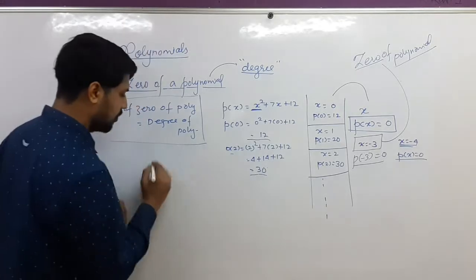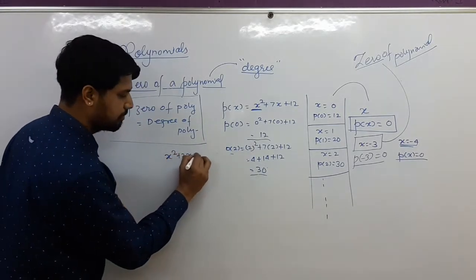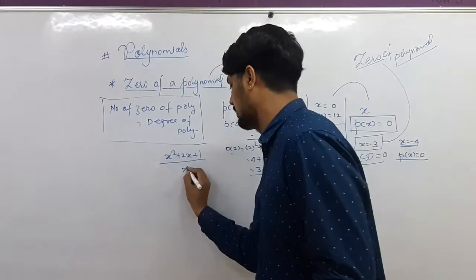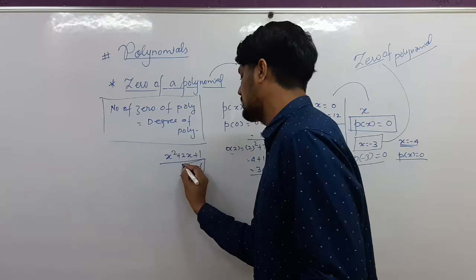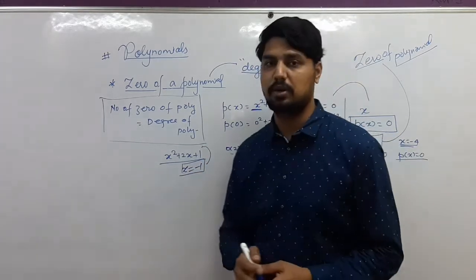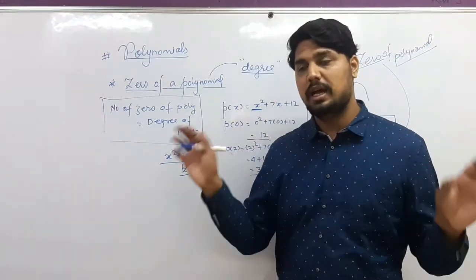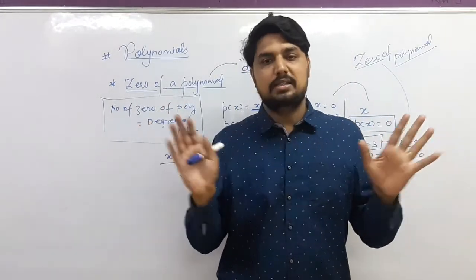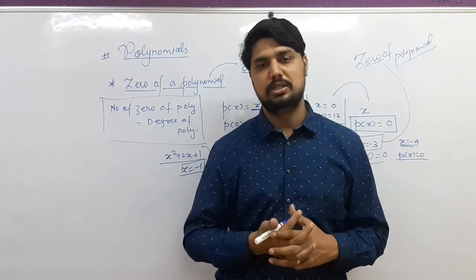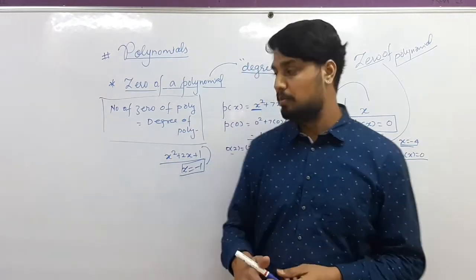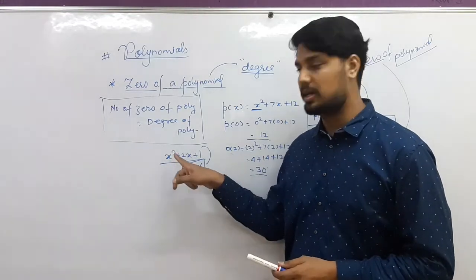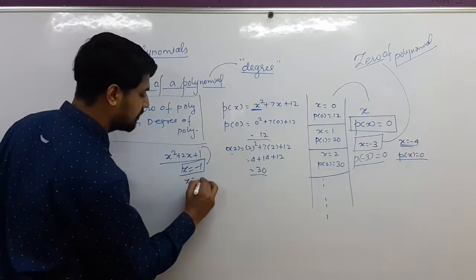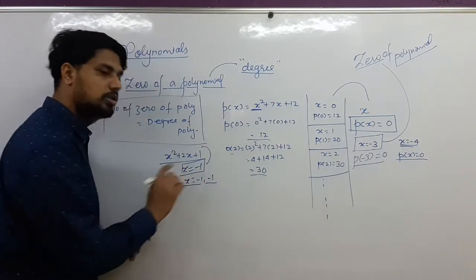Suppose one polynomial is x square plus 2x plus 1. For this polynomial, suppose I got the first zero, x is equal to -1. For -1, the value of this polynomial is 0. Apart from x equal to -1, for any other value of x, this polynomial will not give the answer 0. That means both the zeros of this polynomial are -1. The two zeros are x equal to -1 and -1. Both the zeros are the same.